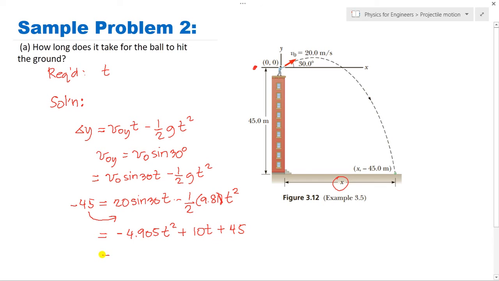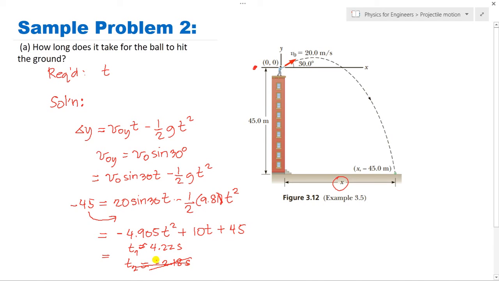By using your calculator, we have two values for our time here. In my calculator, our A is negative 4.905, our B is 10, our C is 45. Input it in the calculator, and our first value of time, t sub 1, is approximately 4.22 seconds. For the second value, t sub 2, it is approximately negative 2.18 seconds. Therefore, choose the positive.